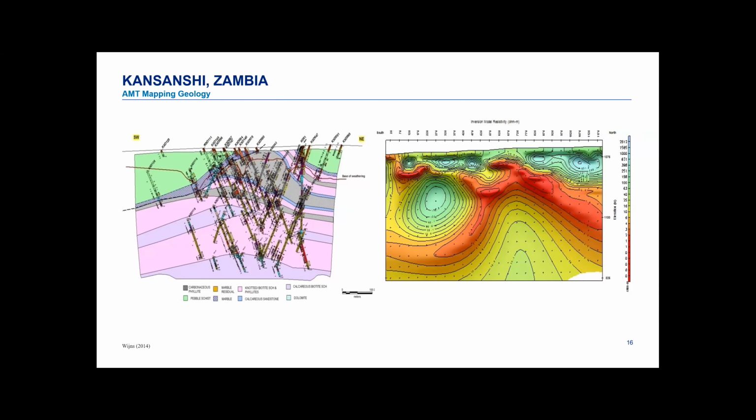And the MT or the AMT section on the right is mapping one of these conductive horizons, and it clearly shows a dome. And because it does, it becomes an exploration target. And again, these things are under cover, right? So we could be under 100 to 200 meters of cover for sure here.